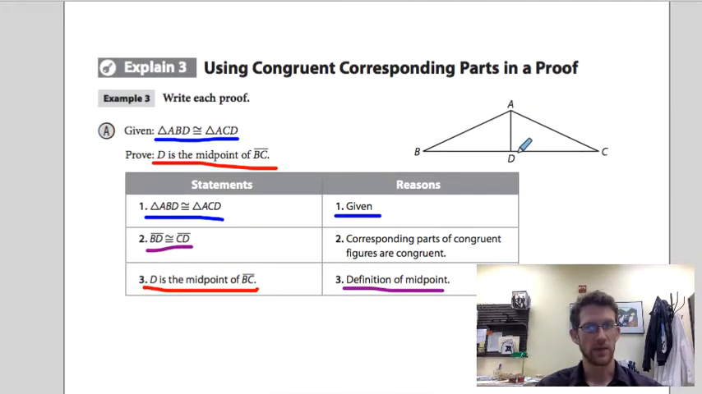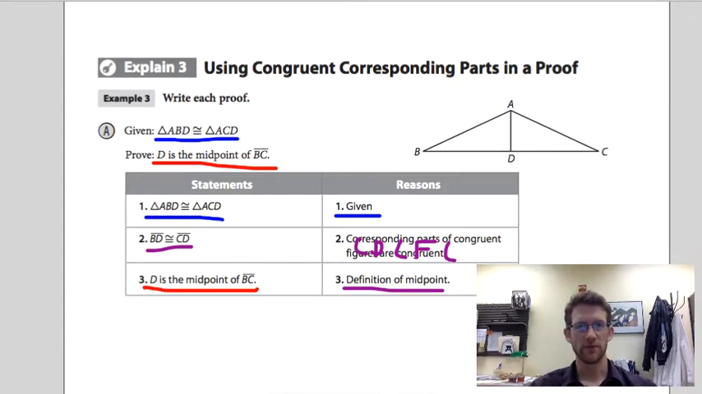Well, yes, because these two triangles are congruent, and we know that corresponding parts of congruent figures are congruent. So this is our CPCFC. And on a test, if you just put CPCFC, I'll totally accept that.